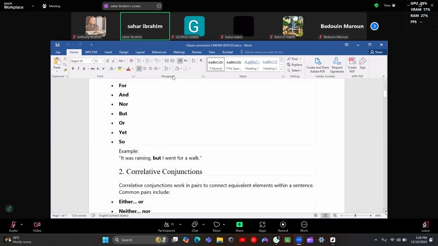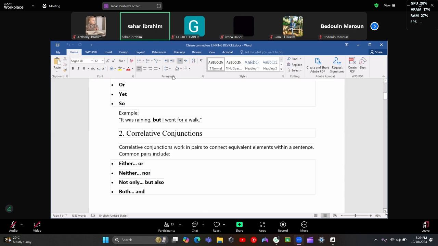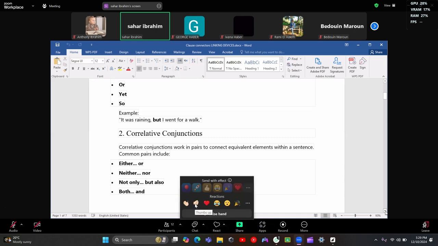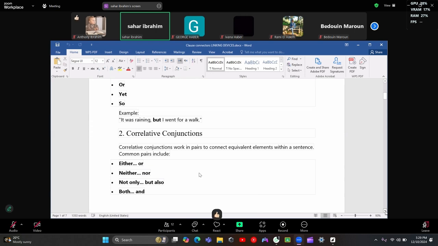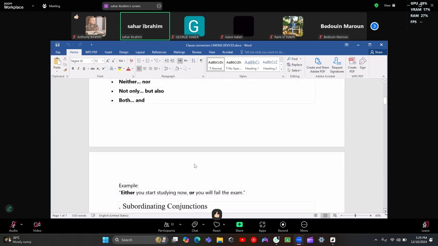Number two, correlative conjunctions such as either or, neither nor, not only but also, both and. Surely these can be used to connect nouns or to connect clauses. For example, either you eat at home or you can dine in a restaurant. So we have got two clauses. Either the students or the instructor is joining the meeting tomorrow. So we may use nouns and we may use clauses.